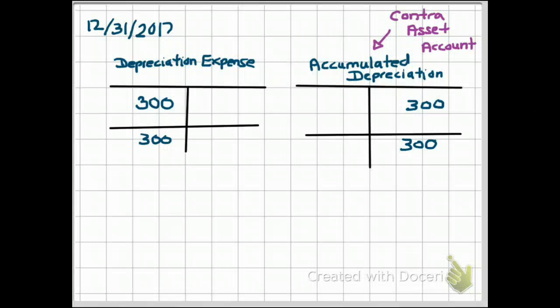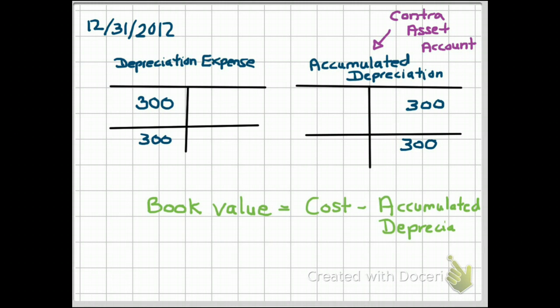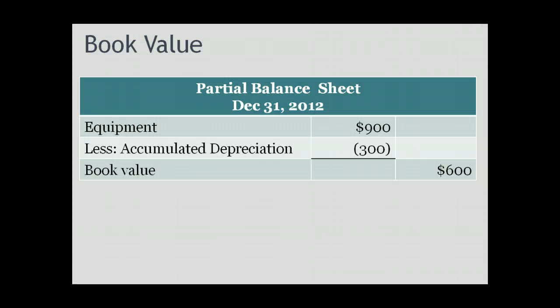Now the amount that is shown on your balance sheet is called the book value. To calculate the book value, you take the cost and you subtract the accumulated depreciation. So in this particular case, your cost is $900, your accumulated depreciation is $300, so therefore your book value is $600. The book value will be shown in your balance sheet under long-term assets. So you will have the cost of your equipment, which is $900, less accumulated depreciation of $300, and then the book value will also be shown as $600 in your balance sheet.